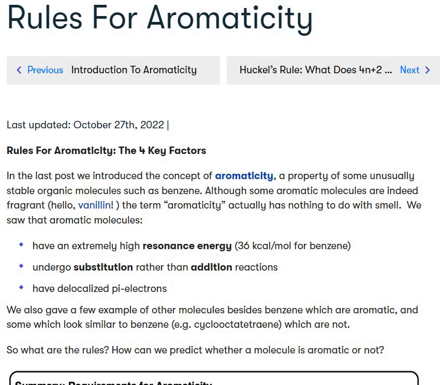In the last video, we introduced the concept of aromaticity, a property of some unusually stable organic molecules such as benzene. Although some aromatic molecules are indeed fragrant, the term aromaticity actually has nothing to do with smell. We saw that aromatic molecules have an extremely high resonance energy, 36 kilocalories per mole for benzene, undergo substitution rather than addition reactions, and have delocalized pi electrons.